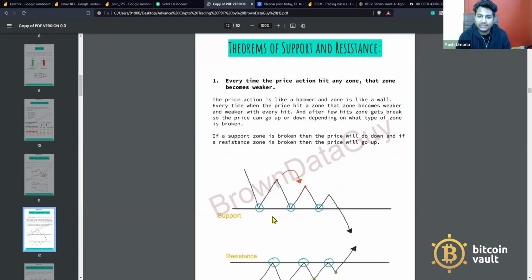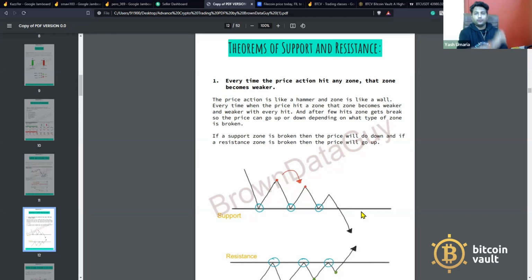Now you can see this is a support zone. The price goes down, hits it once, then goes back up, then comes down, hits it twice, then goes back up, then comes back down and hits it thrice. That means with every hit, this support is becoming weaker and weaker.